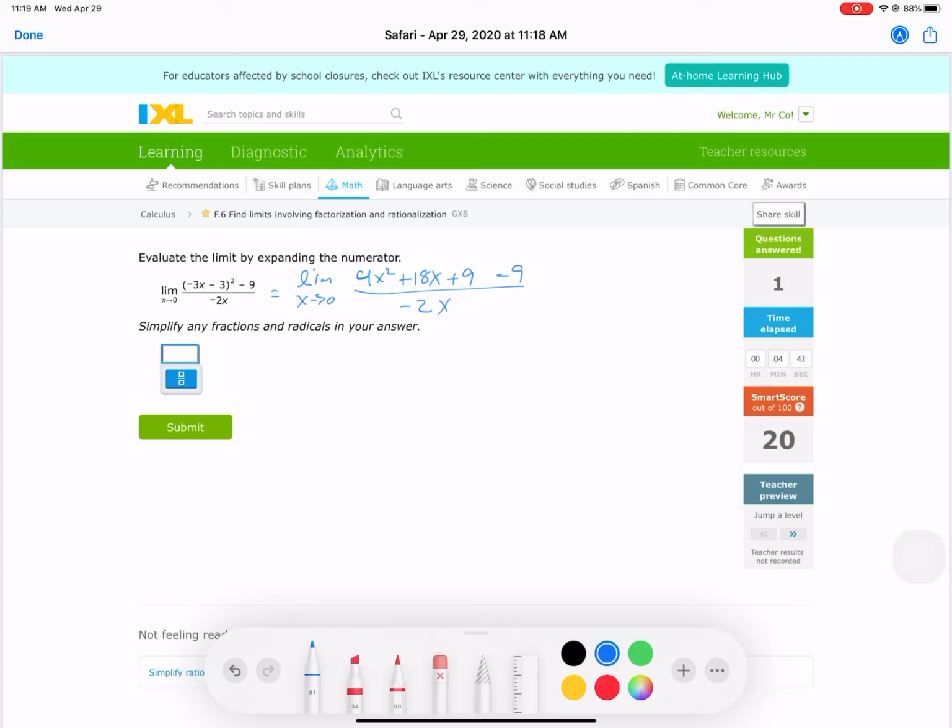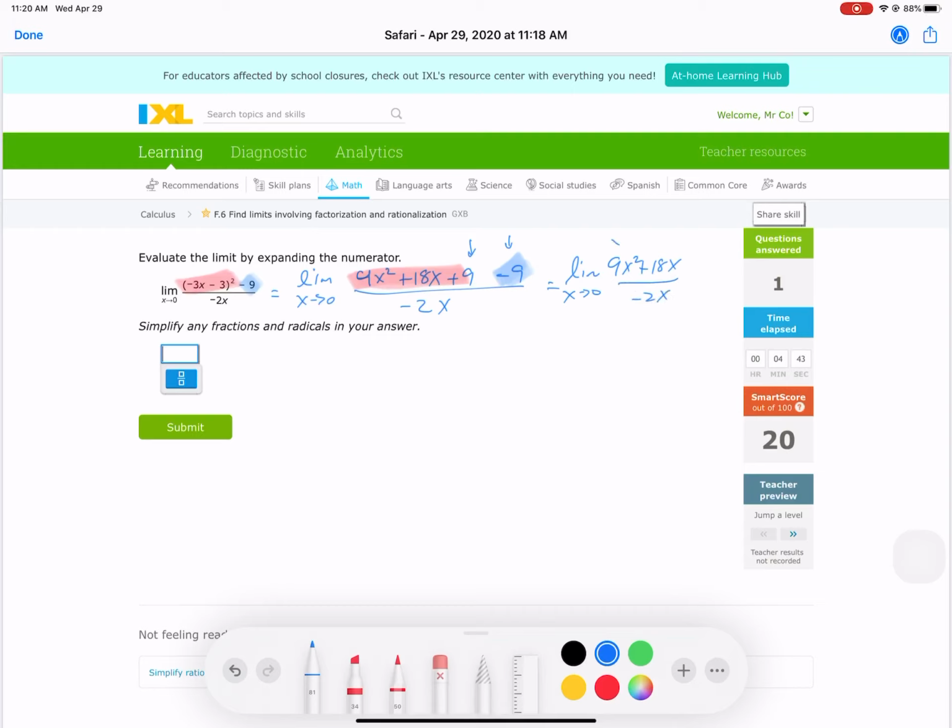Now again, just to show you where I'm getting these numbers from, the negative 9 is back here. And we squared the negative 3x minus 3, and that gave us the 9x squared plus 18x plus 9. We have some like terms here, and those simplify out to become the limit as x approaches 0 of 9x squared plus 18x all over negative 2x.